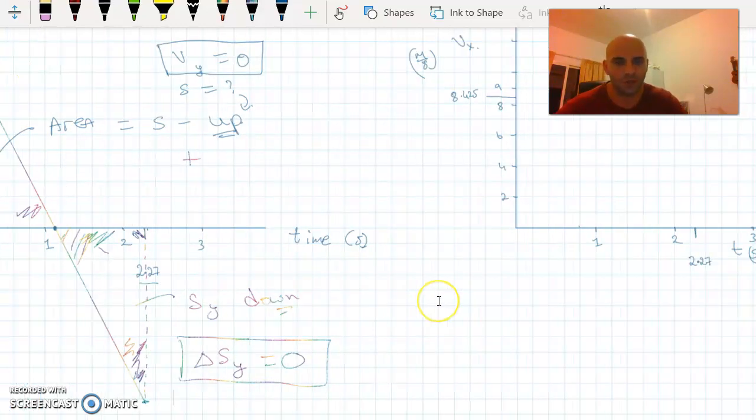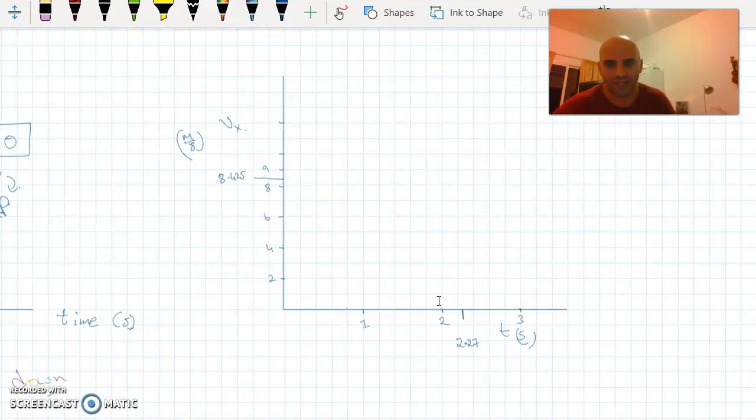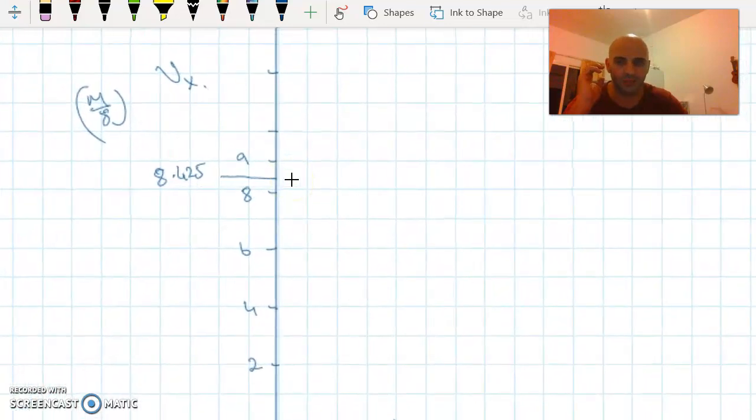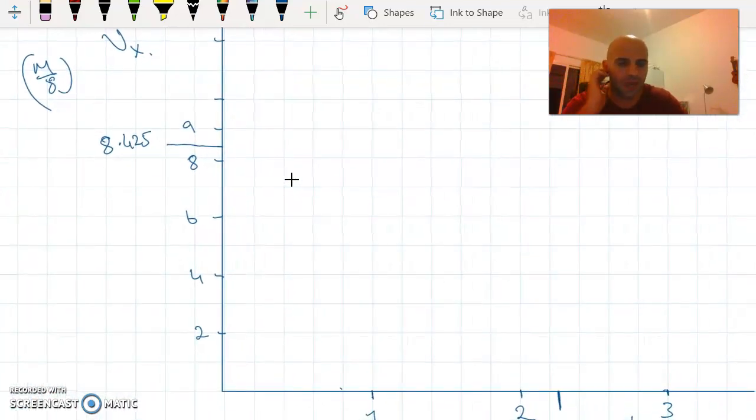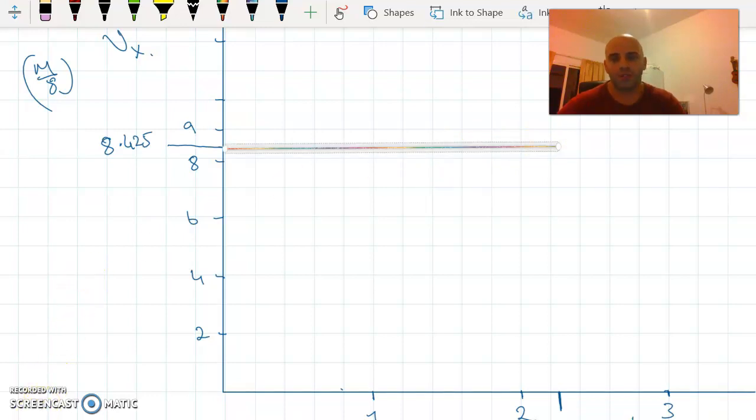Okay, so let me just quickly show you then the x1. So for the x1, you're going to graph this one. Again, I've put my scale. I might zoom in a little bit so you can see a bit better. I'm going for 2.27 seconds, and I'm going from the initial velocity in the x direction, and it's a flat line from there all the way to here. Okay, so that's what I want you to do.